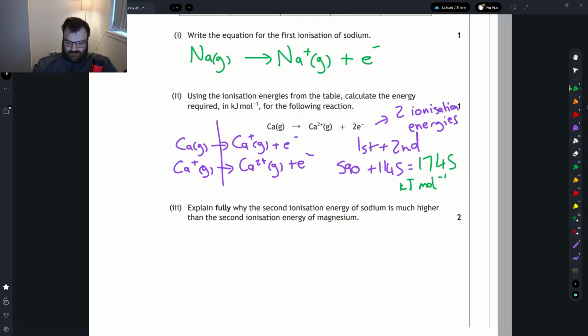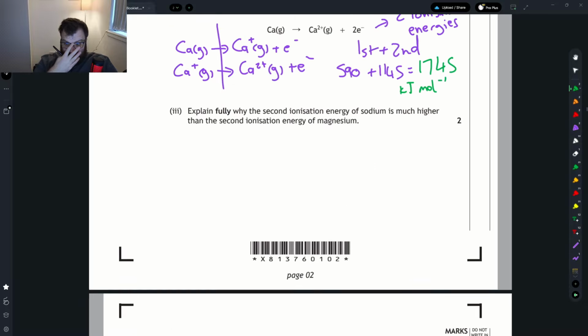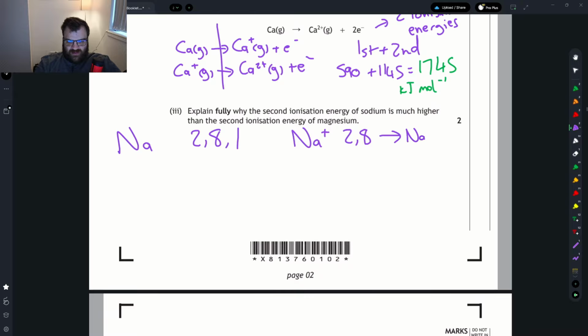kilojoules per mole. We're asked about why the second ionization energy of sodium is much higher than that of magnesium. Let's look at the electron arrangements to explain it. It's 2, 8, 1 for Na. First ionization energy removes the outer electron. And then when we go to remove another one, we need to take it from the inner shell.